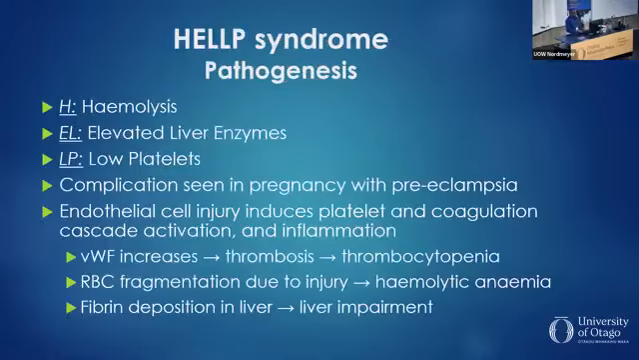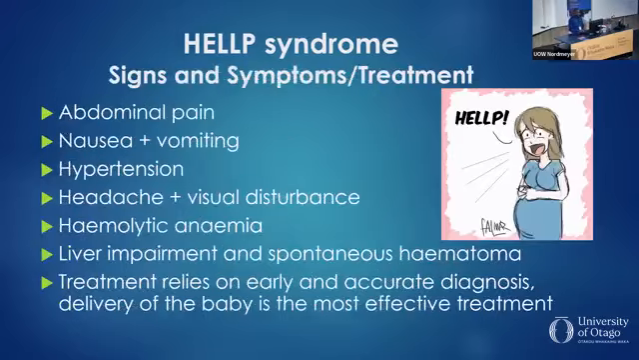All right, HELP syndrome is hemolysis in the presence of elevated liver enzymes and low platelets. HELP: hemolysis, elevated liver enzymes, low platelets. Described in the context of pregnancy, as this picture shows.